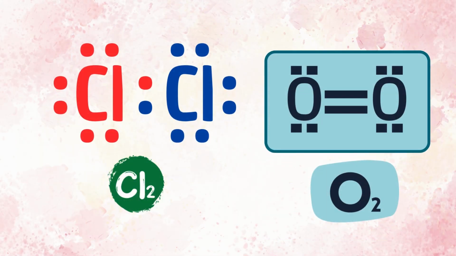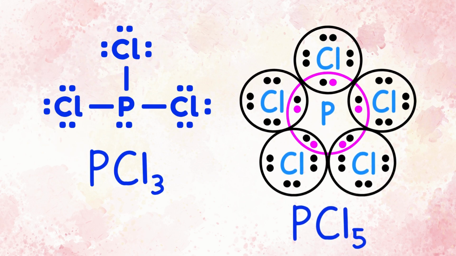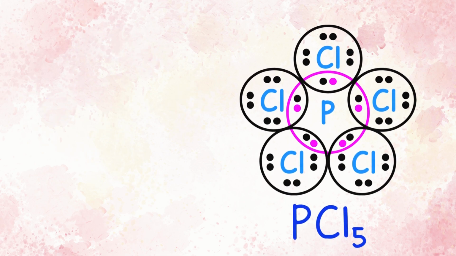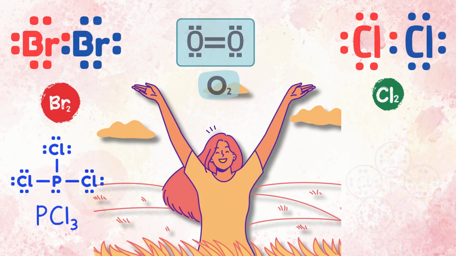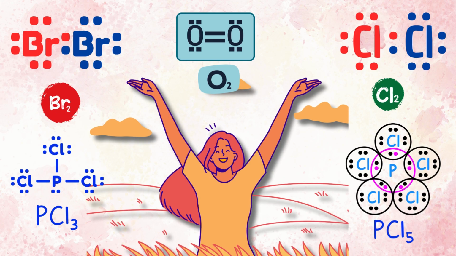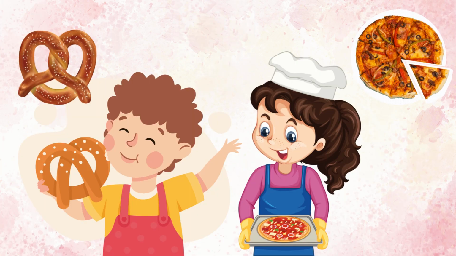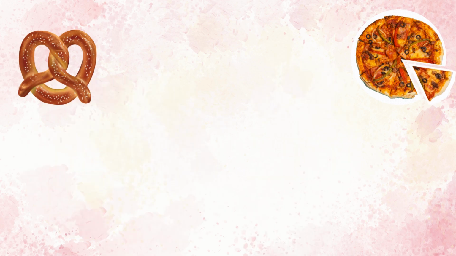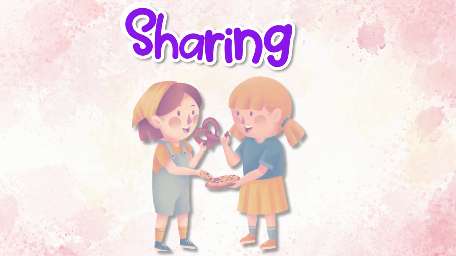A covalent bond involves the sharing of one or more pairs of electrons between the nonmetallic atoms to complete their outer electron shells, thus forming a stable or happy molecule. It is like one student has a pizza and the other has a pretzel. They share, so now both can enjoy the pizza and the pretzel.